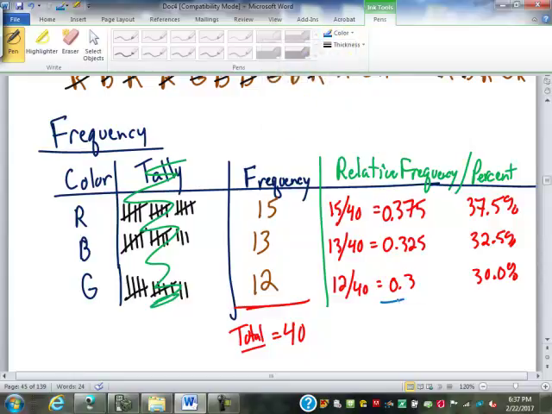Now, when you add these up, this better add up to 1.0, and this better add up to 100%. They may not always be exact. It might be 0.999 or something like that, or 1.001, because there are going to be round-off errors. Dividing by 40, you can come out to a precise decimal. But if you're dividing by 70, you could get a decimal that goes on forever, and you have to round it off.